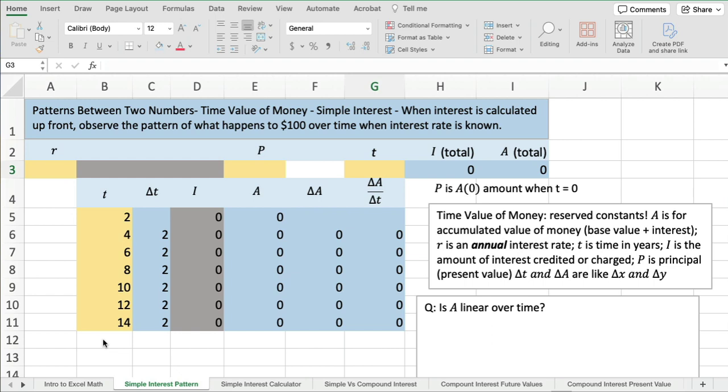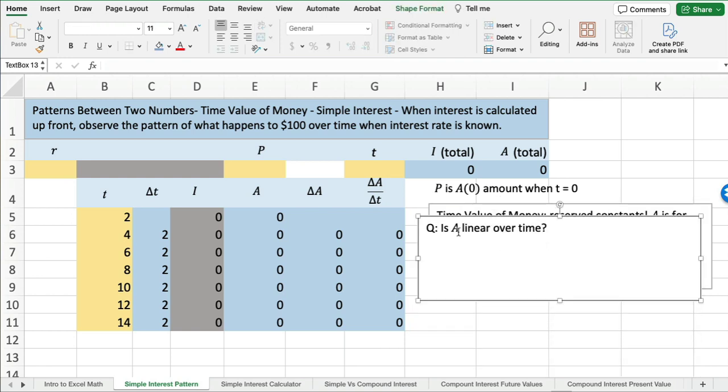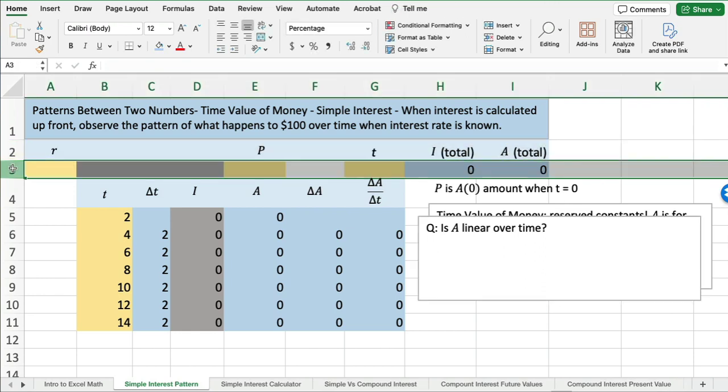But this is the second video that explores simple interest. So the topic is simple interest, and we're looking for the pattern between two of the numbers that are involved in simple interest. We want to answer the question that you see here. Is capital A, which is the accumulated value of an account, linear over time? And the time variable is t. So we're going to be specifically looking at t and A and whether the relationship between those two quantities is in fact linear.